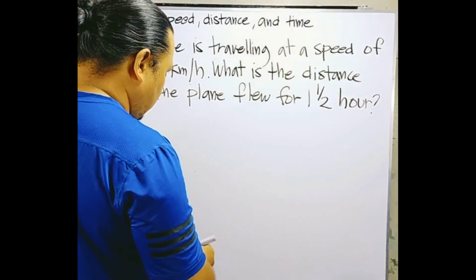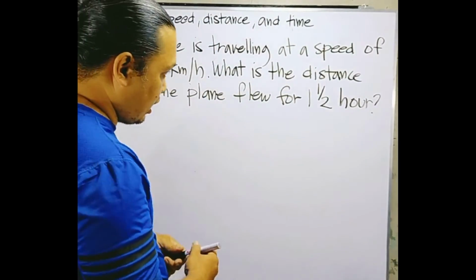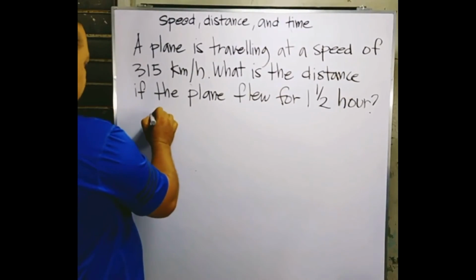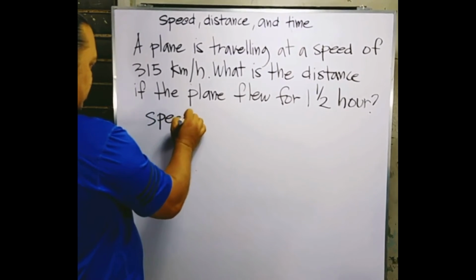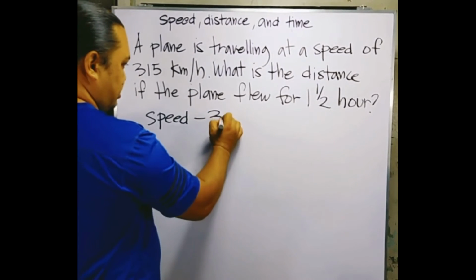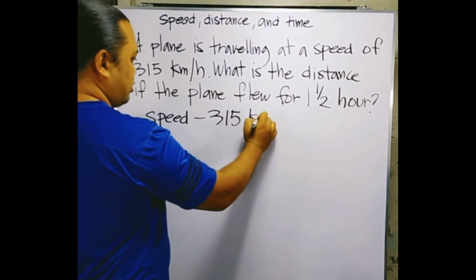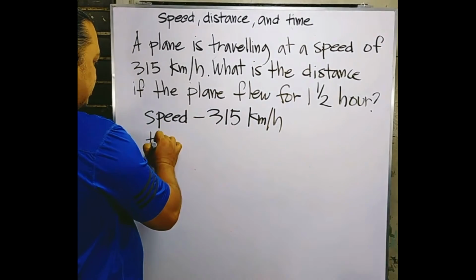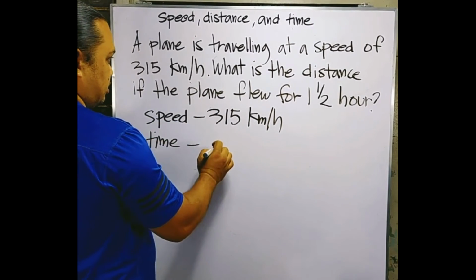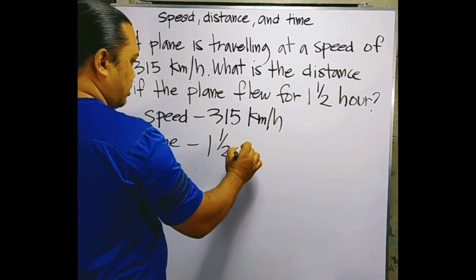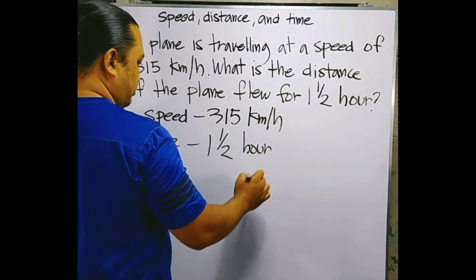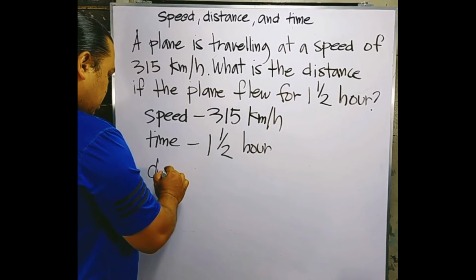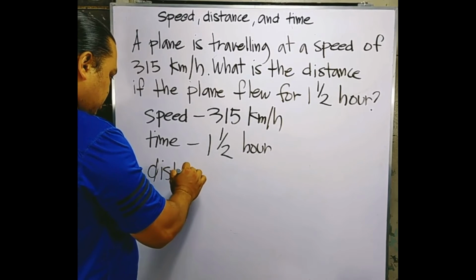So let's solve this by getting first the given, which is first the speed. Here the speed, that is 315 kilometers per hour, while our time here is 1.5 hours, or 1 and 1/2 hours. And we're looking for the distance. How far did the plane travel?